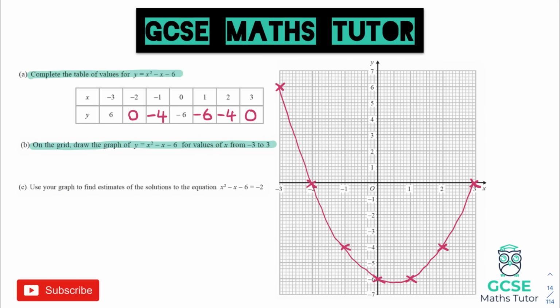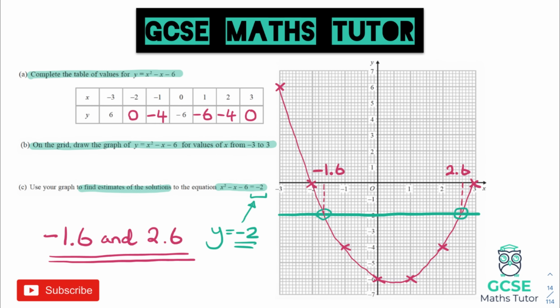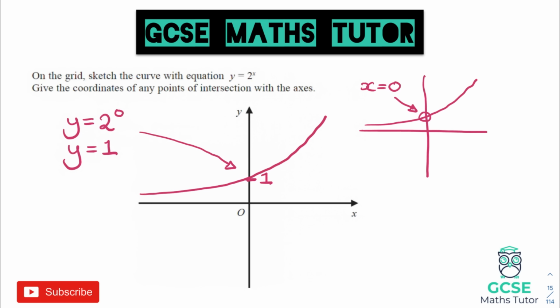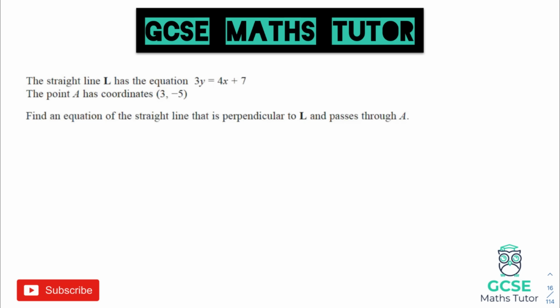Now you may be asked to find estimates. If it's not where it equals 0, where it's equal to something like negative 2, you've got to draw a line through and find the x-coordinates where it crosses through the curve. If you have to draw an exponential graph, you need to know what it looks like, but to find the coordinate where it passes through the y-axis, just put that value of x as 0.